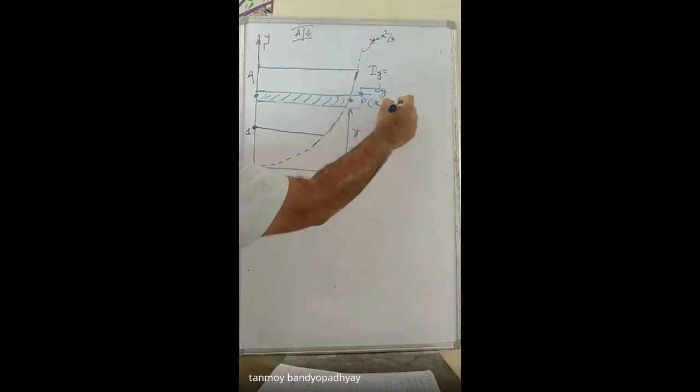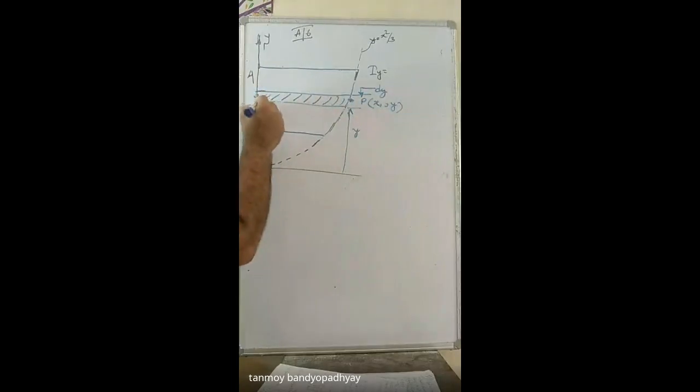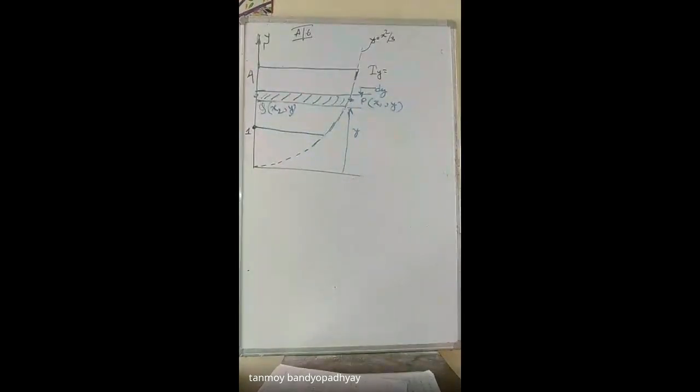And this point we are calling P. Let its coordinate be x1, y, and this point we are calling Q. Let its coordinates be x2, y. Okay? So x2 will be equal to 0. So it will be 0, y itself. Understood? So I am just generalizing it.